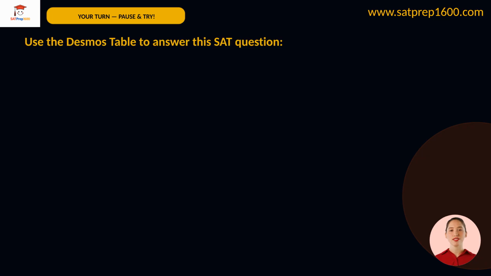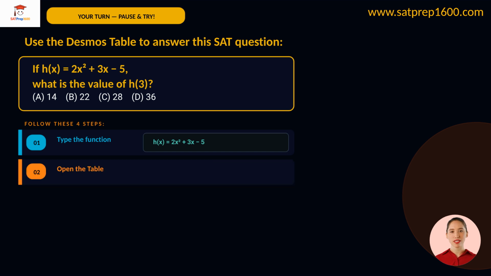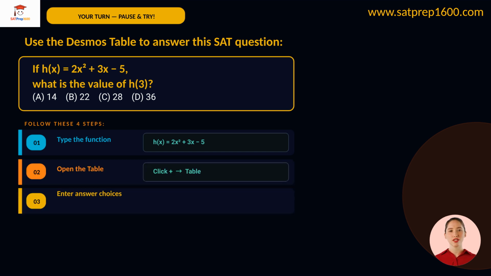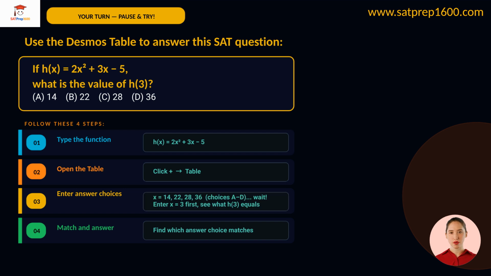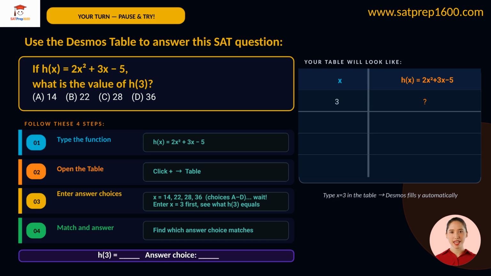Your turn. Pause the video and try this one. h of x equals 2x squared plus 3x minus 5. What's h of 3? Choices 14, 22, 28, 36. Here's your 4-step play. Type the function, open the table, enter x equals 3, read the y value. Pro tip, you don't need to enter all 4 answer choices here because the question gives you the x value. Just plug in 3 and see what Desmos returns. Pause now, do it, comment your answer below, and I'll reveal it on the next slide. Go.